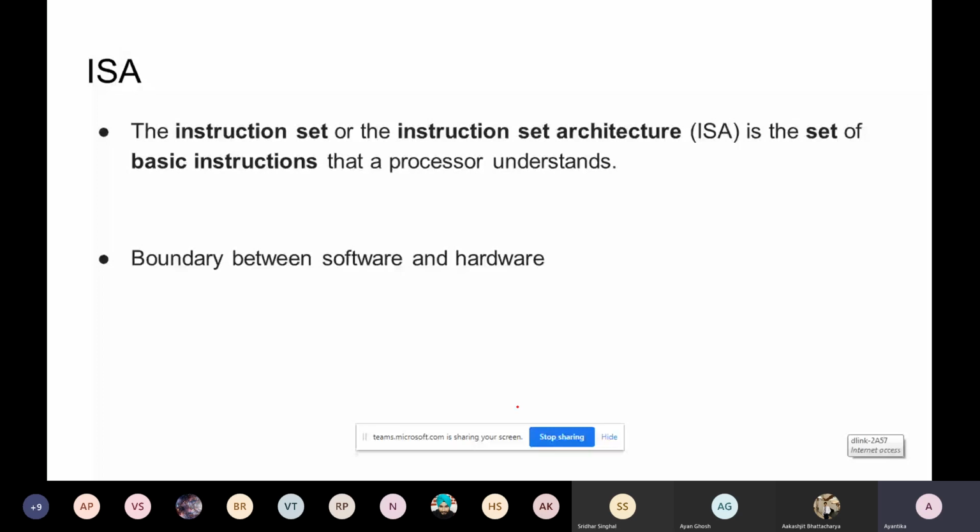It is a set of basic instructions that a processor understands. Okay. It is the boundary between software and hardware. What does it mean? Take a simple example. Maybe you are on a GCC platform or an embedded C platform, whatever editor or platform you are choosing, you have written one C code. That is your software instructions, step by step.